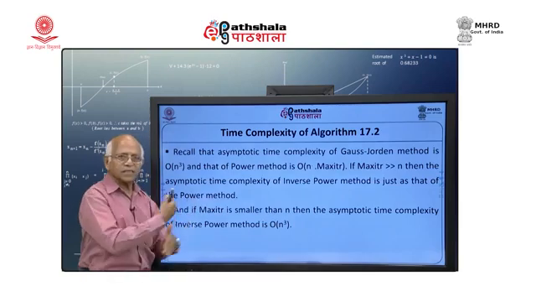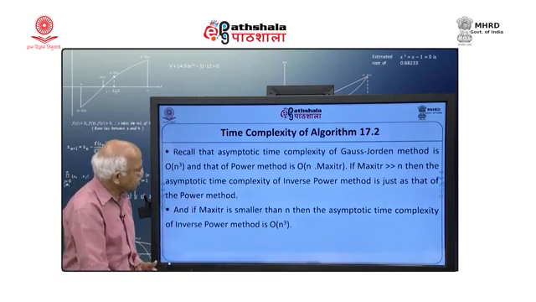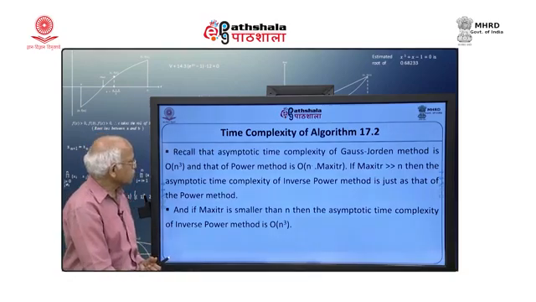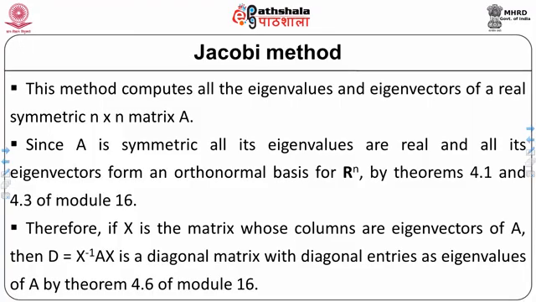So, whichever is larger, that will give me the asymptotic complexity here, depending on how much value of max iter you are going to consider. So, the third method, that is Jacobi method, we are going to consider, and this method is finding out all the eigenvalues and eigenvectors of a real symmetric matrix A.